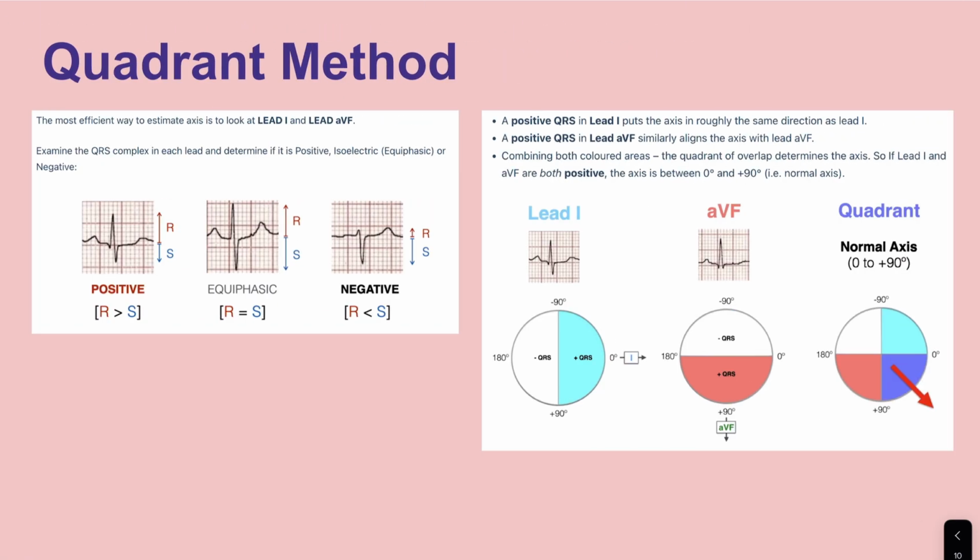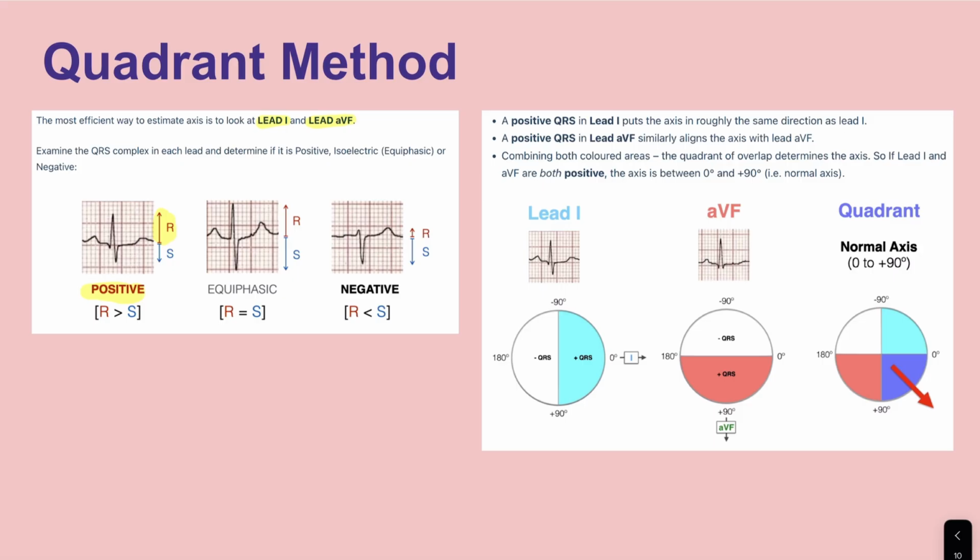All right, let's break it down a little bit simpler for you. The quadrant method. We're only going to look at 2 leads for this. We're going to look at lead 1 and AVF. And all you have to do is decide if lead 1 and AVF are positive or negative. Remember, positive means it goes further up than it goes down. We have a greater R than S.